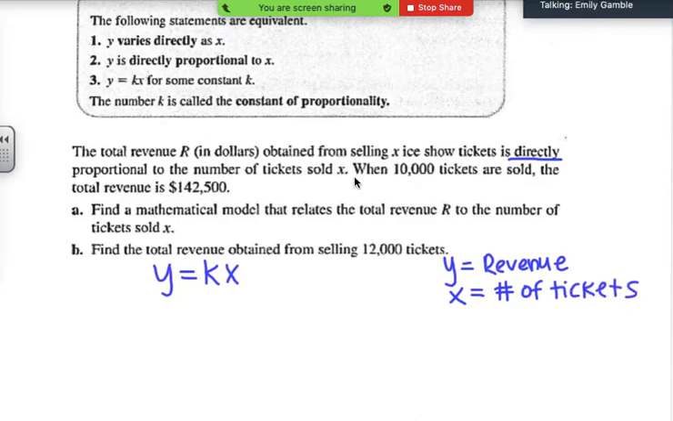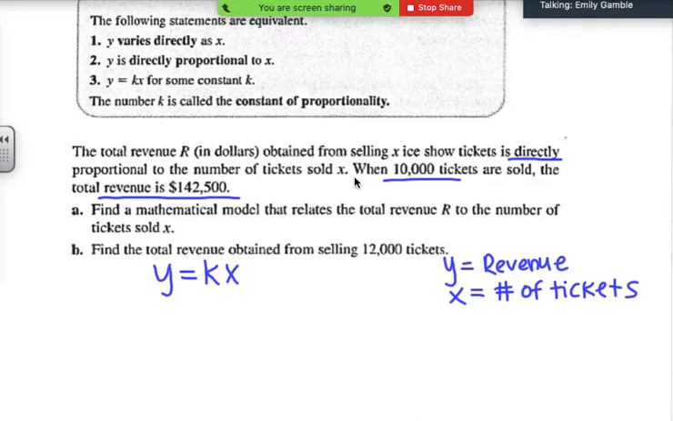So this problem is all about how much money you're making, that's what revenue is, versus how many tickets you're selling. And in order to create an equation, we basically need to figure out what the constant of proportionality is, which in this case is the cost per ticket. So it's a bunch of fancy words for something that we already know how to do. To figure out the constant of proportionality, we would have to use these two numbers. The total revenue was $142,500 for 10,000 tickets. And what would we do with these two numbers?